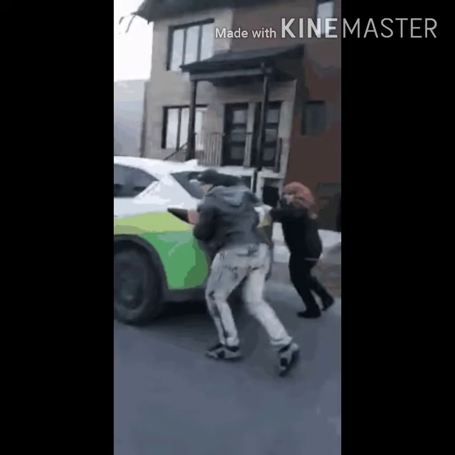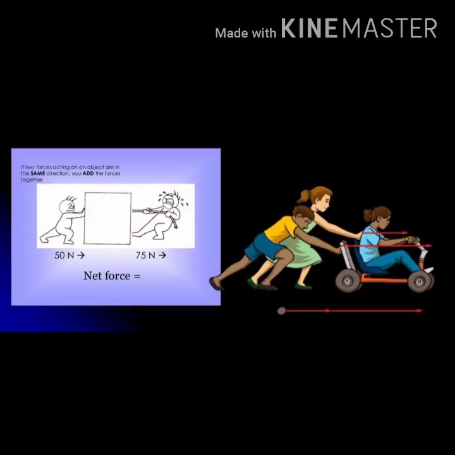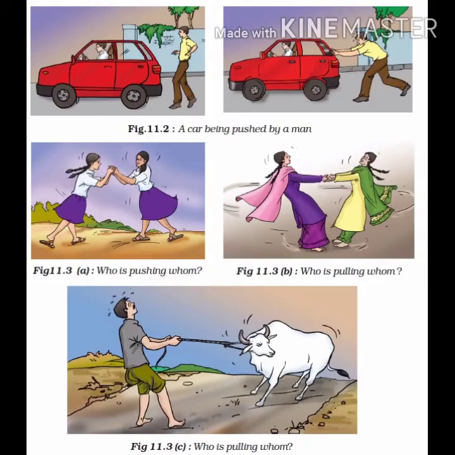If you push or pull, if you apply force on the car, it starts moving. Otherwise, it will remain stationary. A stationary object will remain stationary without applying force. And in which direction is the car moving? The car is moving in the direction of applied force. The car moves in the direction of applied force. So the man is pushing the car to make it move. There is a push by a man.